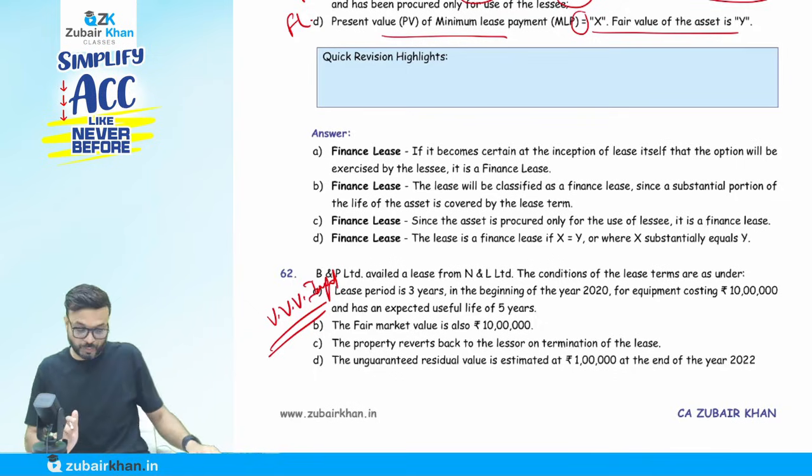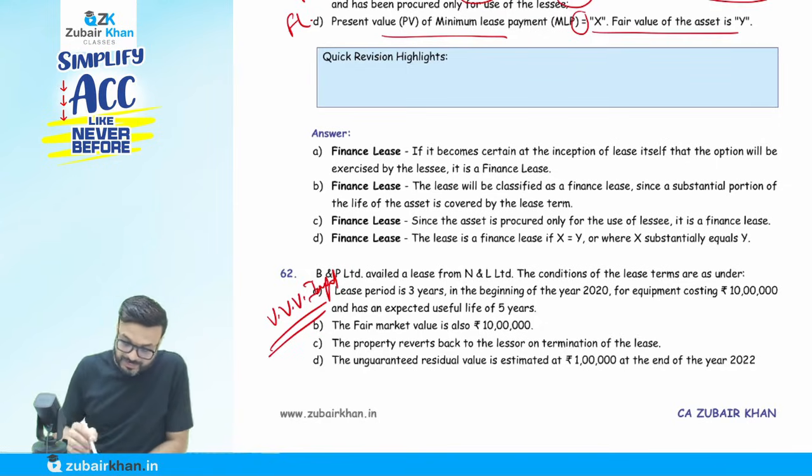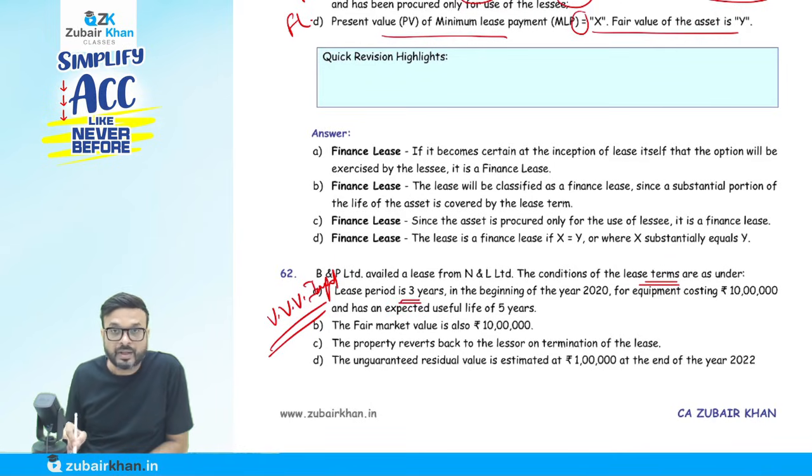Now question number 62. BNP Limited availed a lease from NNL Limited. The conditions of the lease terms are as under. What is the lease period? 3 years. At the beginning of the year 2020, the equipment costing 10 lakh, and the expected useful life is 5 years. And the lease term is 3 years.